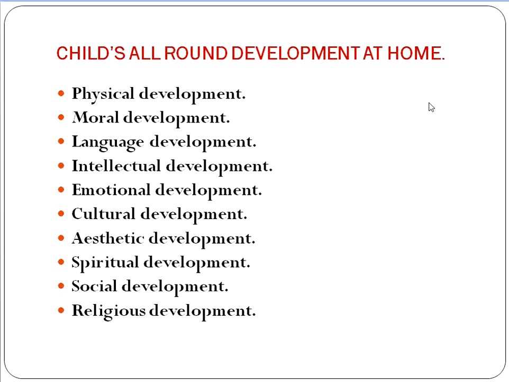So when we say child's all-round development, what is the all-round development exactly? Just have a look. I have written certain points. The first point is physical development. It is needless to say that right from the very beginning, parents take care of the health of their children. So automatically and deliberately we can understand that it takes place at home.